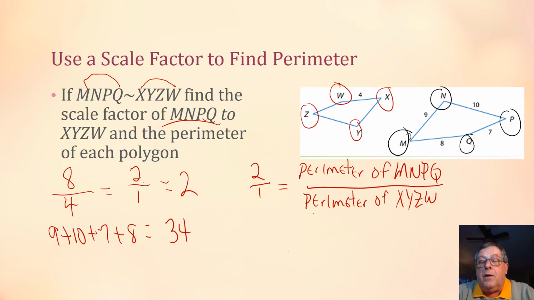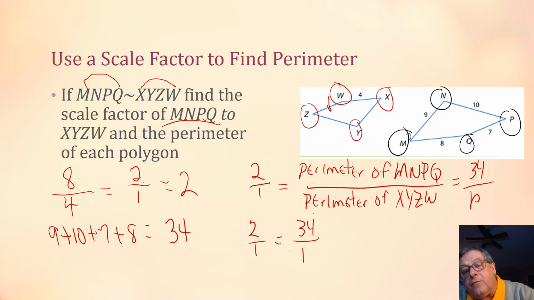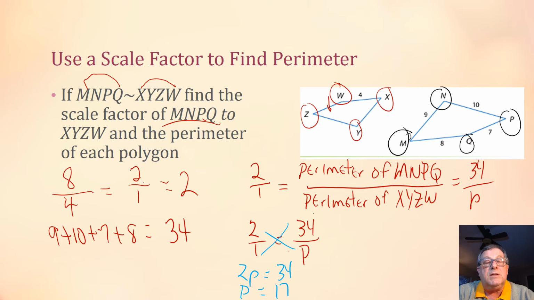Well, okay, so we know the perimeter of that, so let's see. And I'm going to use a variable of P. Let's say I'm going to set this up as 34 over P. So I got 2 over 1 equals 34 over P. Do a little bit of cross multiplication here. Boom, boom. So 2P is equal to 34. And divide both sides by 2. And so the perimeter of X, Y, Z, W is going to be 17.